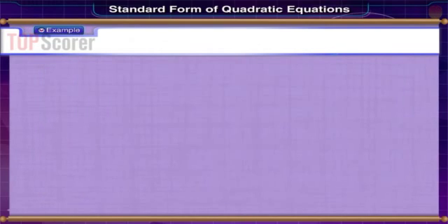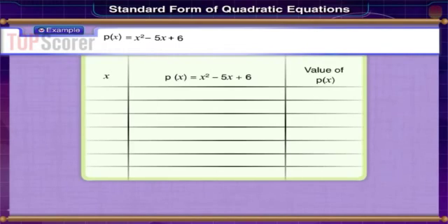Consider a quadratic polynomial p(x) is equal to x square minus 5x plus 6. We will now find the value of p(x) by substituting the given values for x. What is the value of p(x) when x is equal to 0? When x is equal to 0, the value of p(x) is 6. This means p(0) is equal to 6. What is the value of p(x) when x is equal to 1? When x is equal to 1, p(1) is equal to 2.